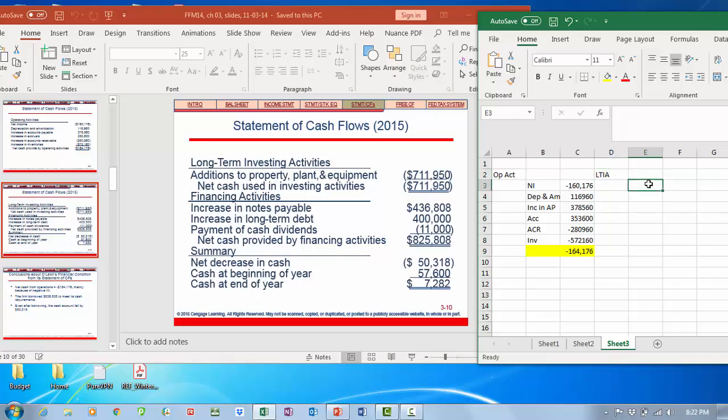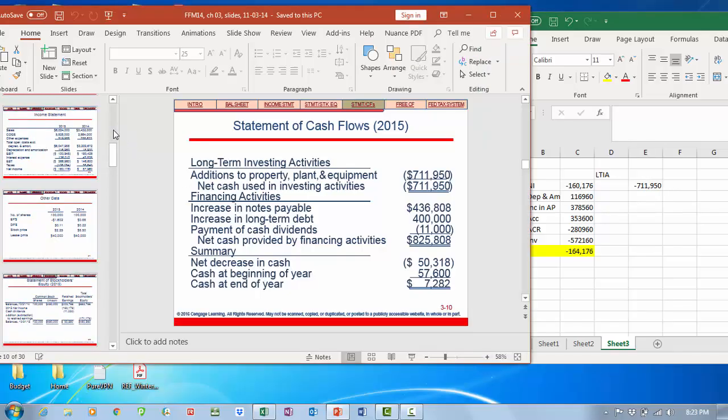Then we come to the other two parts, and the second part is the long-term investing activity, and this is addition to property, plant, and equipment. Again, the logic applies. If you add property, plant, and equipment from 14 to 15, money is going to go out. So obviously we did that, and that's why you see this negative number. This is going to be negative 711,950. And where you can get that information, again, from the balance sheet on the asset side.